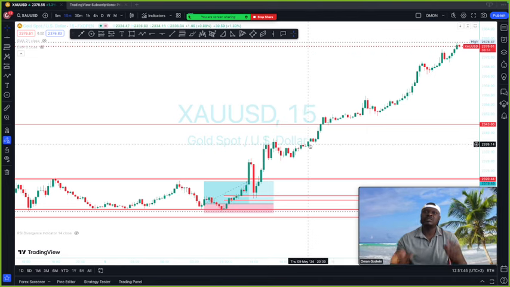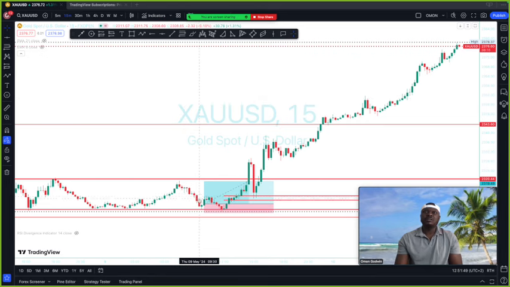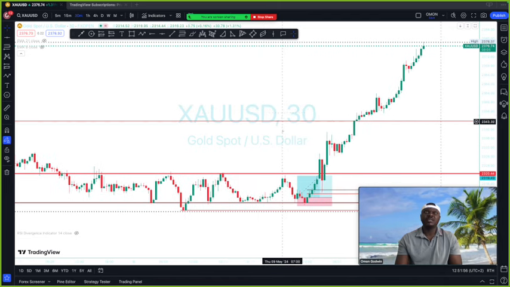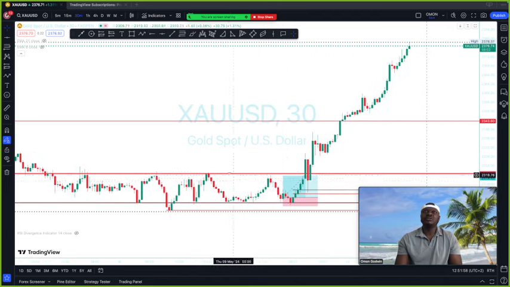There are different ways the market gives you a double bottom. Some double bottoms will not be equal, and some will be equal. So on the 15-minute time frame, we have this double bottom. What about the 20-minute time frame? Sorry, on the 30-minute time frame, we also have this double bottom. You see, the market did a double bottom also on the 30-minute time frame.